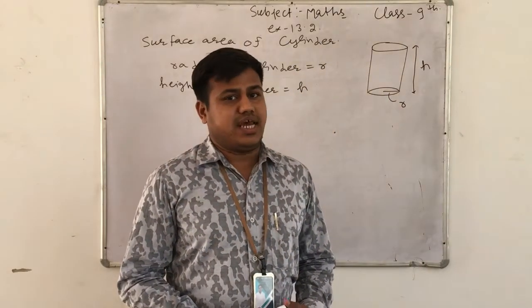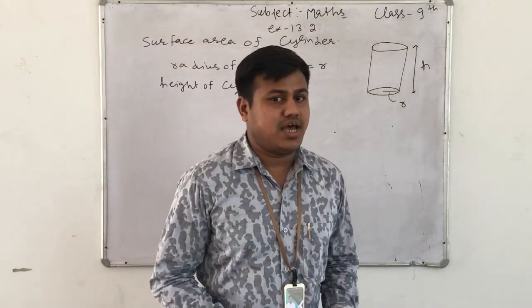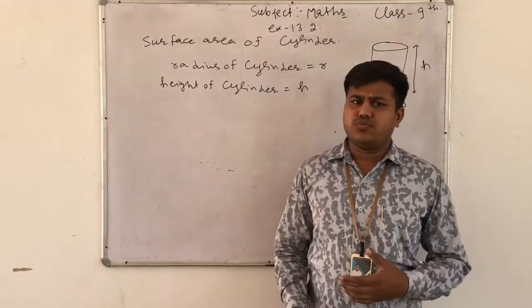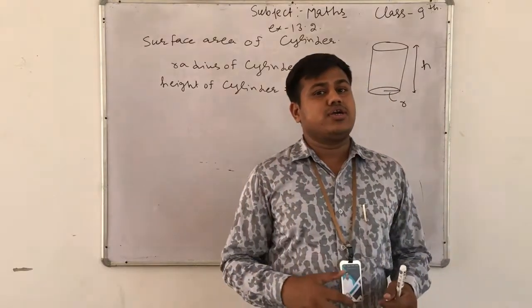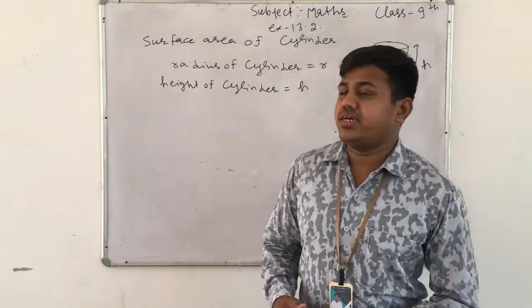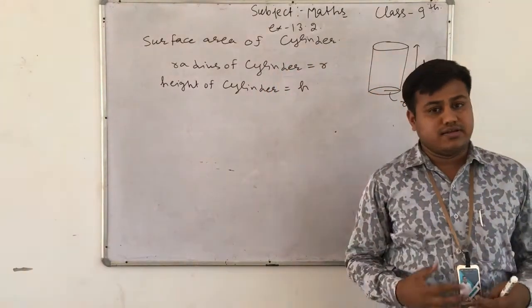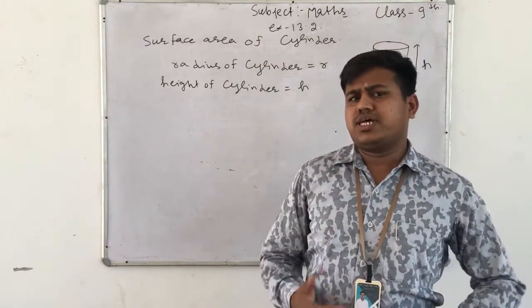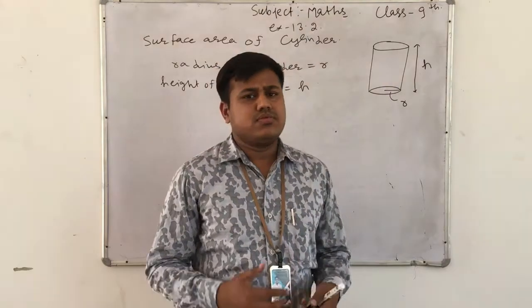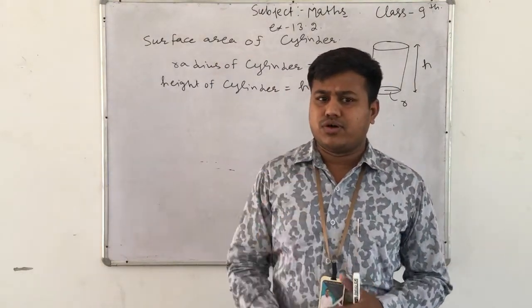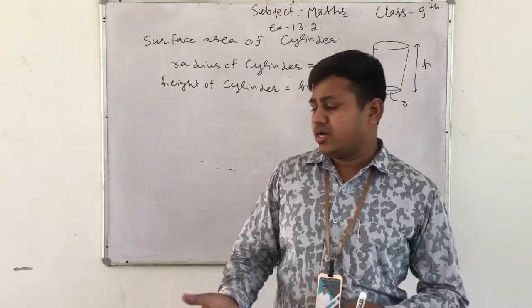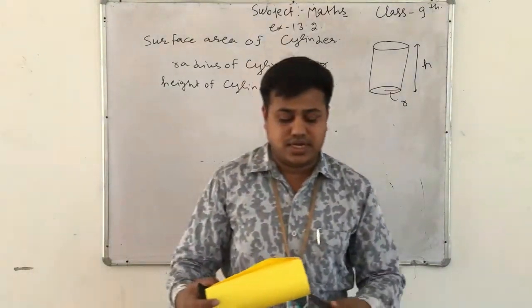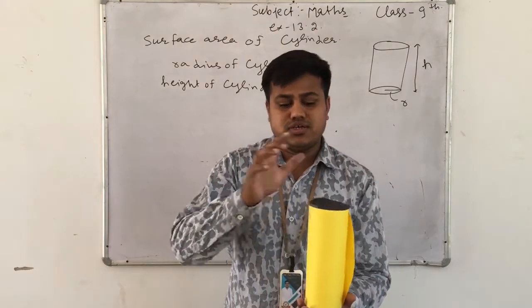In the previous exercise we discussed the surface area of a cube and cuboid, and today we are going to discuss the surface area of a cylinder in exercise 13.2. You have seen many objects at home, like a water tap or pipe, and this shape is in the cylindrical shape.